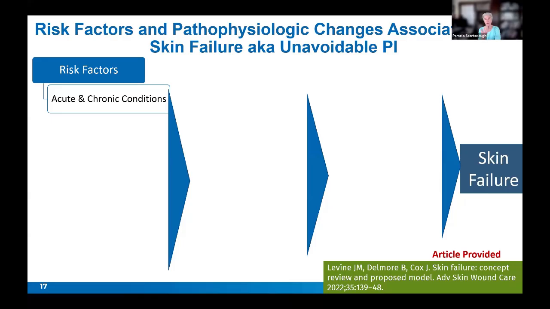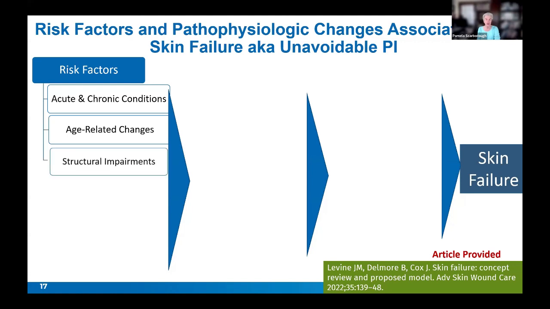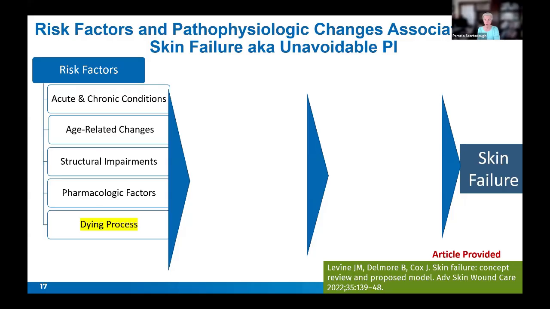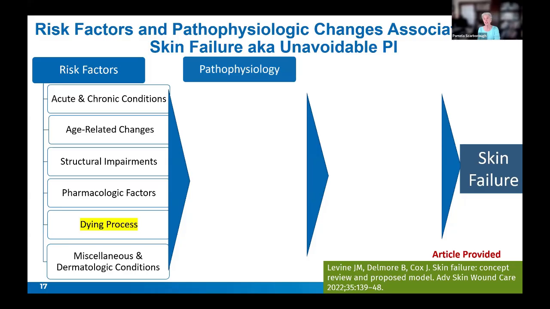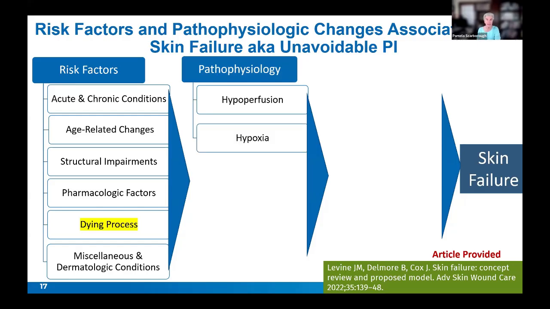So risk factors for skin failure: acute or chronic conditions, it doesn't matter. Age-related changes, aging is a risk factor. Structural impairments, pharmacologic factors, the dying process in and of itself, and miscellaneous dermatologic conditions. The pathophysiology is hypoperfusion. That's the main pathophysiology, but other things are happening within that context also. Hypoxia, you don't have blood flow to an area. It can be systemic hypoxia from the heart, the cardiopulmonary system, or it can be local or regional hypoxia.